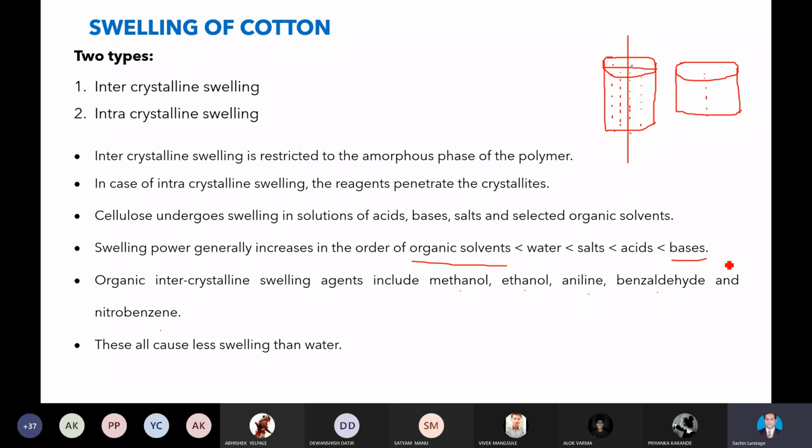Alkali, and what is the difference between base and alkali? Yes, any one of you? Am I audible? Yes, sir. Okay, so what is the difference between base and alkali? Or are both the same?